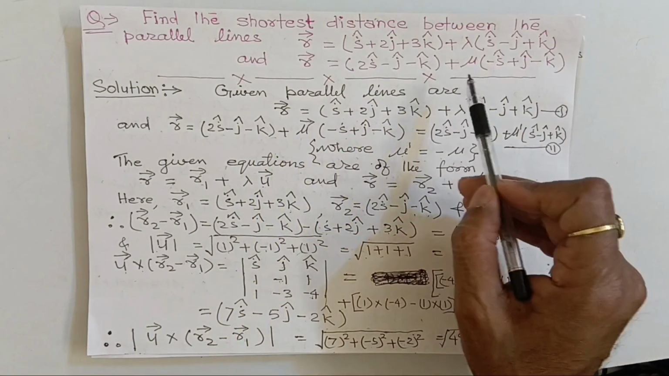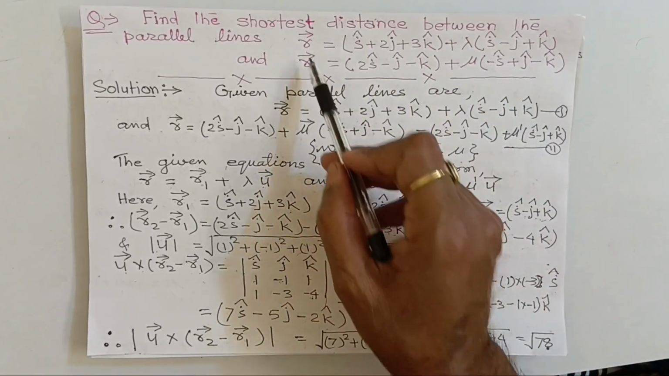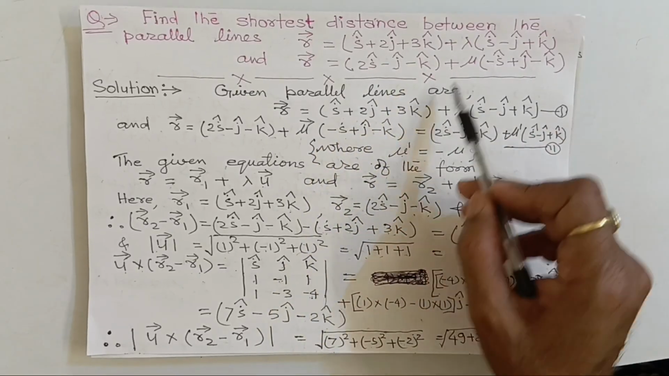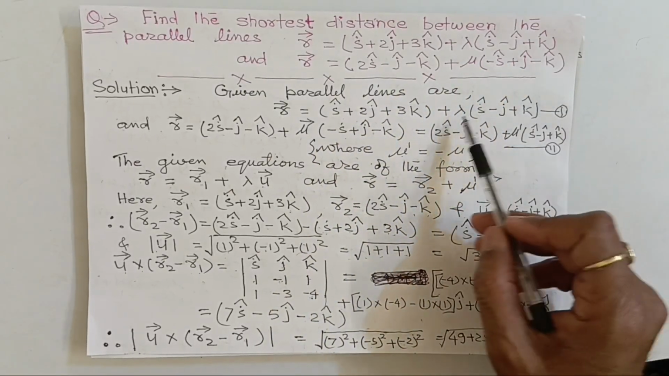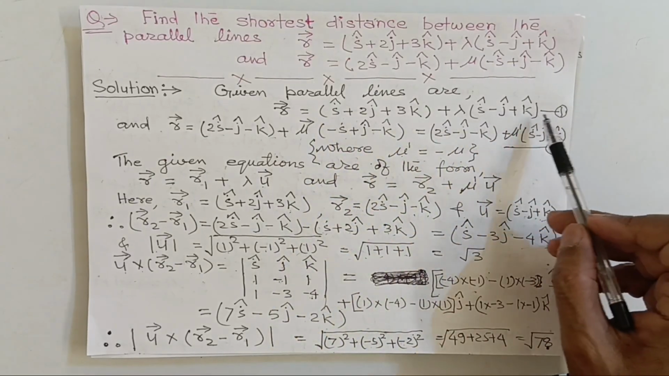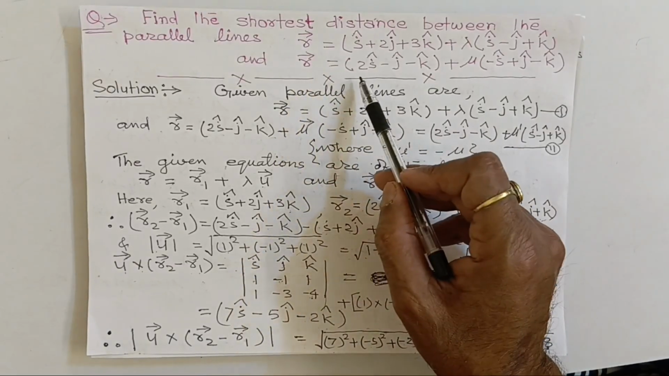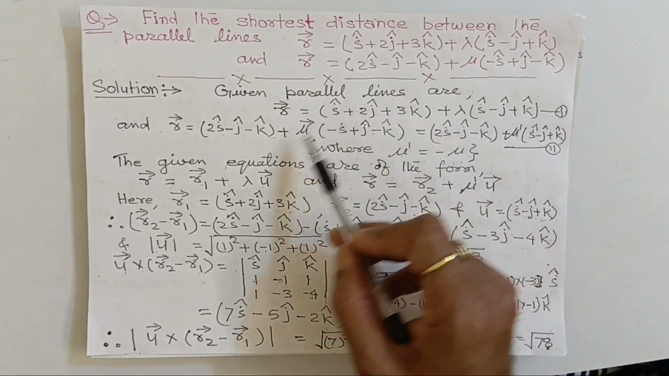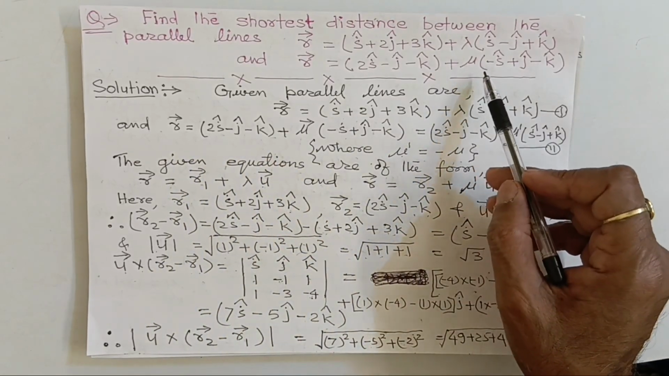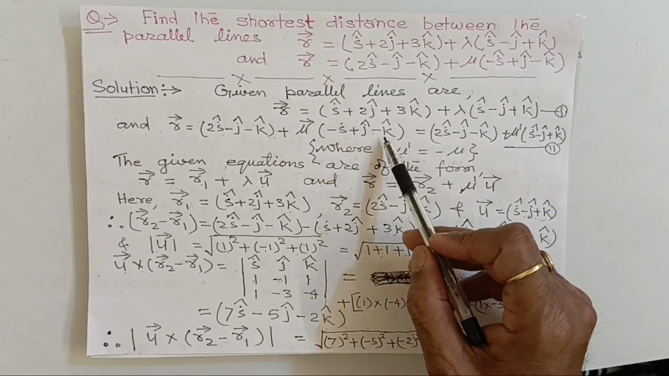The given parallel lines are, there are two parallel lines. The first is vector r equal to i plus 2j plus 3k plus lambda times (i minus j plus k), equation 1. It is the equation of the first parallel line. And the second is vector r equal to 2i minus j minus k plus mu times (minus i plus j minus k).